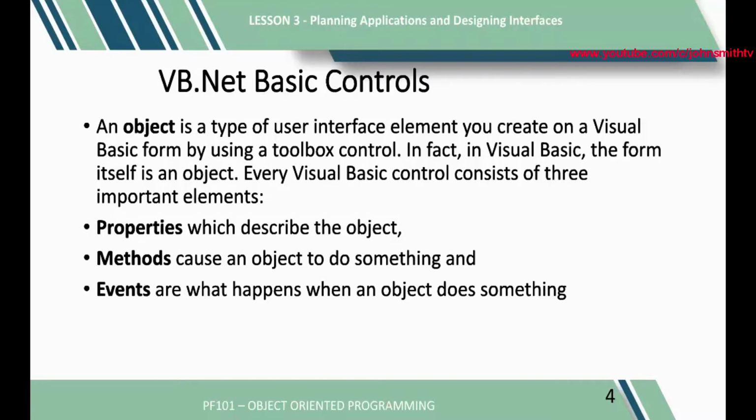Every Visual Basic control consists of three important elements. First is the properties. It describes the object. Second is methods, it can cause an object to do something. Lastly, events. Events are what happens when an object does something.